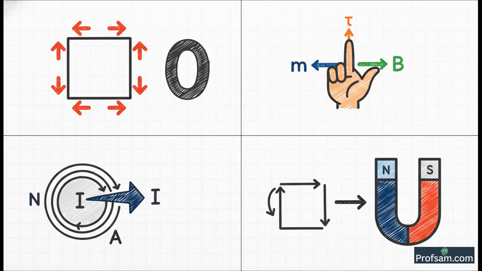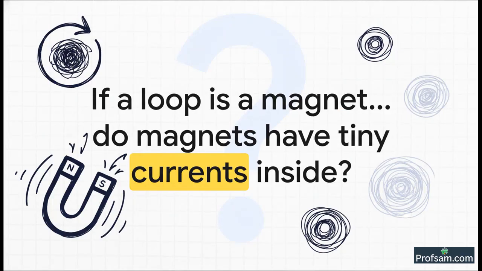Keep this slide in mind for your final revision. And that leaves us with a fascinating final thought. If a current loop acts like a magnet, could it be that all magnets, even a simple bar magnet, are actually made of tiny, microscopic currents flowing inside? This amazing idea, first suggested by Ampere, is actually the foundation of modern magnetism, and we'll explore it in the next chapter.